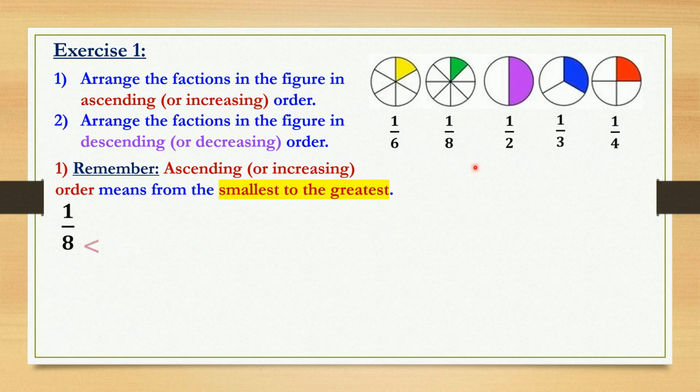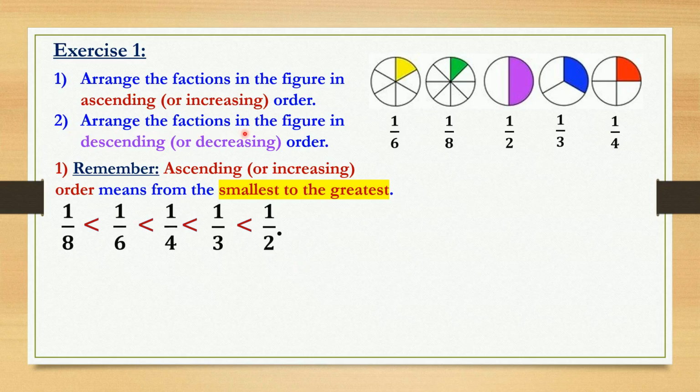1 over 8 is less than 1 over 6, less than 1/4, less than 1/3, and the greatest fraction is 1/2. So here don't forget the symbol less than when you arrange fractions from the smallest to the greatest.